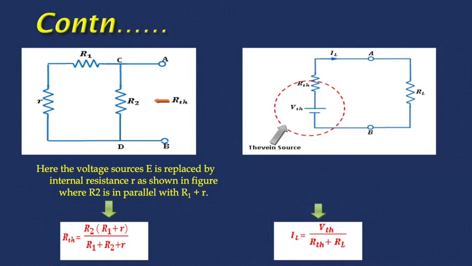Step 4. Now reconnect the load resistance across the load terminals. We get the equivalent circuit as shown in the figure. Here RTH and VTH together are called Thevenin's source. Step 5. From the equivalent circuit diagram, find the required current through RL, which is IL. Here RL and RTH are in series with VTH. So IL equals VTH by RTH plus RL.